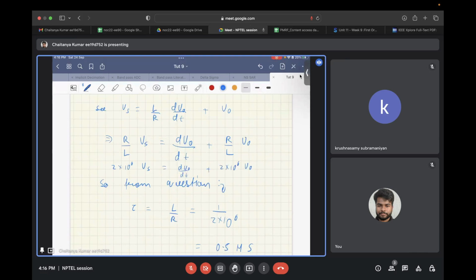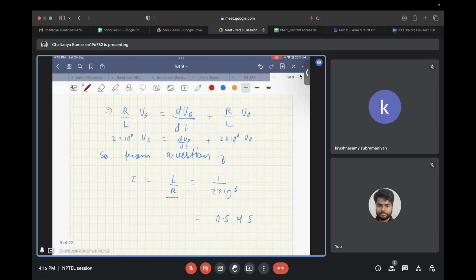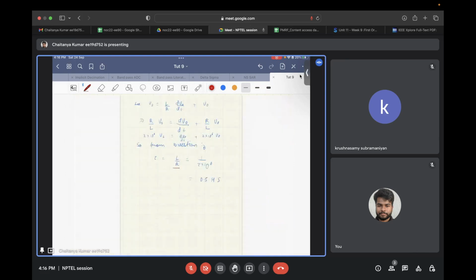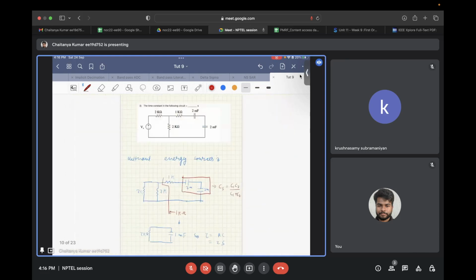So from the question, we know that for an RL network, the time constant is L by R, and we have L by R equal to 1 by 2 into 10 to the power 6. Hence, the time constant comes out to be 0.5 microseconds. So this is how you needed to solve these two questions. Now let's move to the next question.